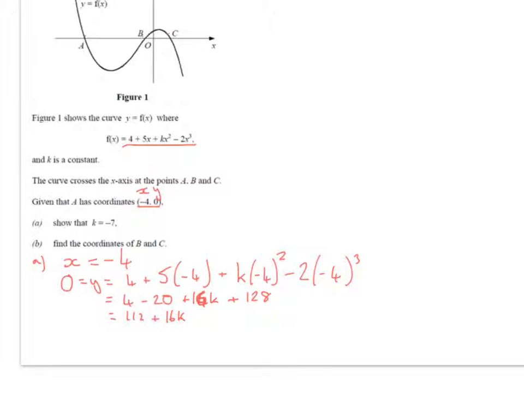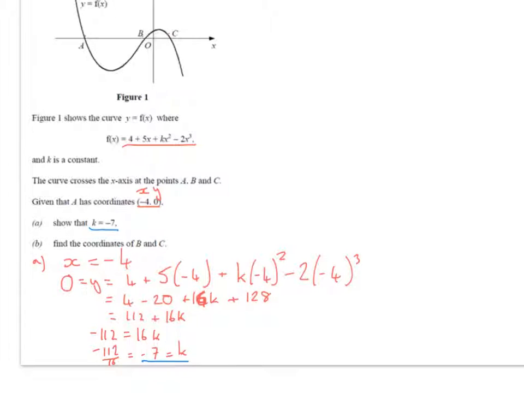And if I am then to finish this off, I know that minus 112 is 16k, and k is minus 112 divided by 16. Conveniently, it is minus 7, and we have now shown k is minus 7. That's exactly what it says there.